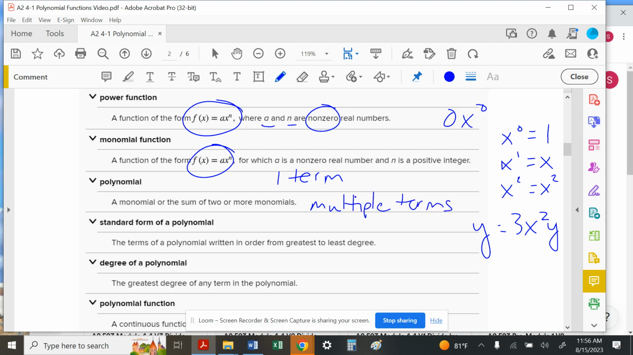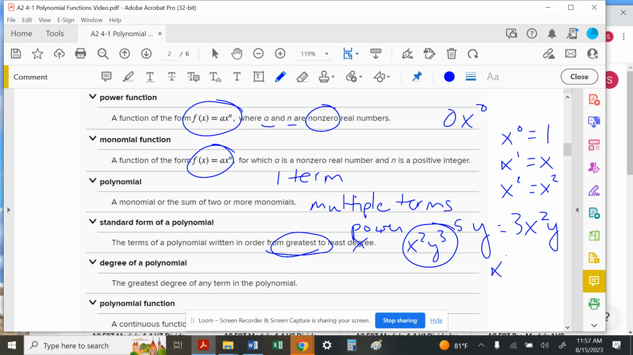Standard form of a polynomial is order of greatest to least power. I don't like to use the word degree because it's really the greatest to least power, since the degree is really the first one, which is the greatest one. That kind of confuses you a little bit. So greatest to least power. If we have, of course, x squared y cubed, the power of this term is 5 because we add up those powers.